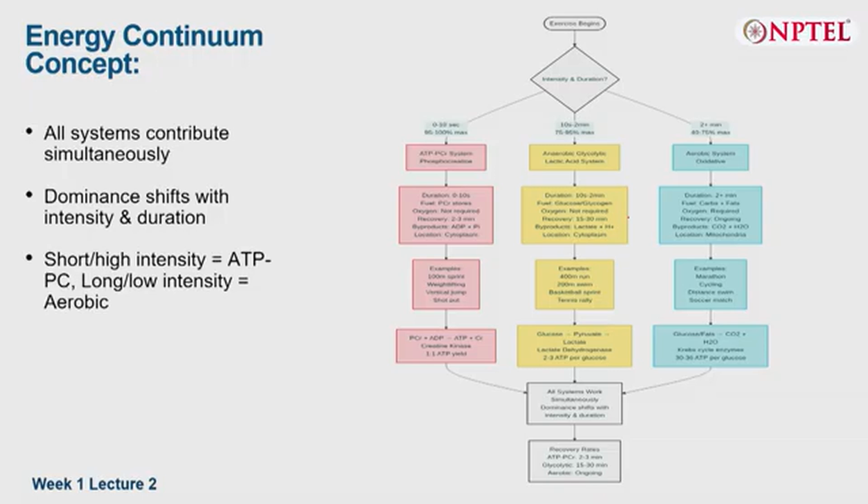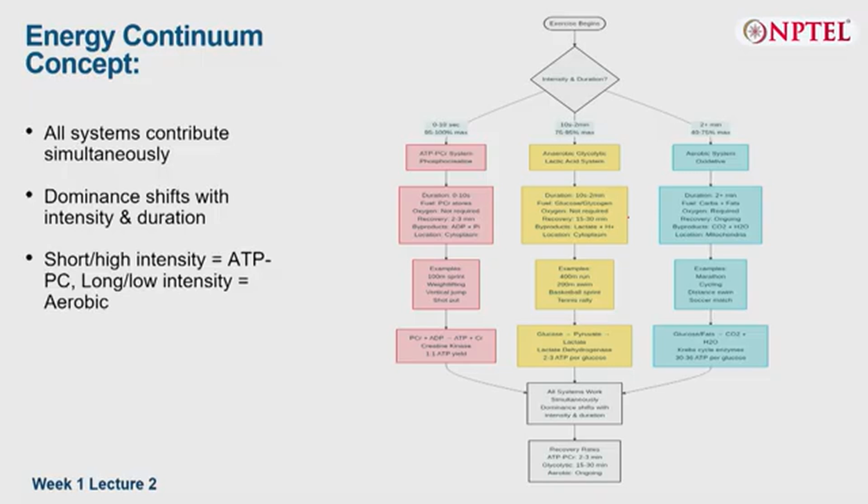So the second system is 10 seconds to 2 minutes, at 75 to 95% of the maximum ability or VO2 max. This is the anaerobic glycolytic system, also called the lactic acid system, with a duration of 10 seconds to 2 minutes. The fuel is glycogen and glucose. Oxygen is not required, and that is why it is anaerobic.